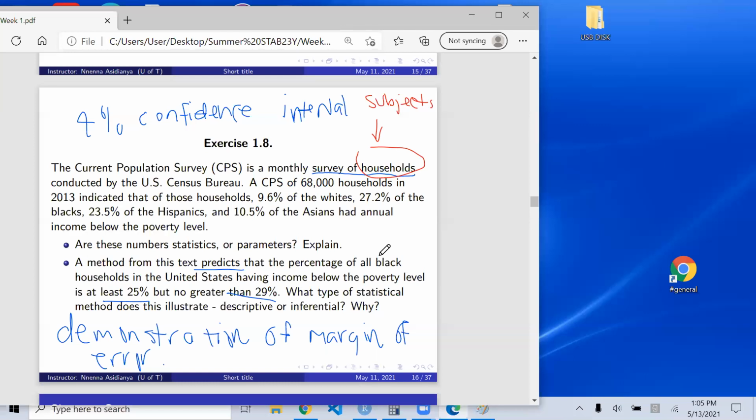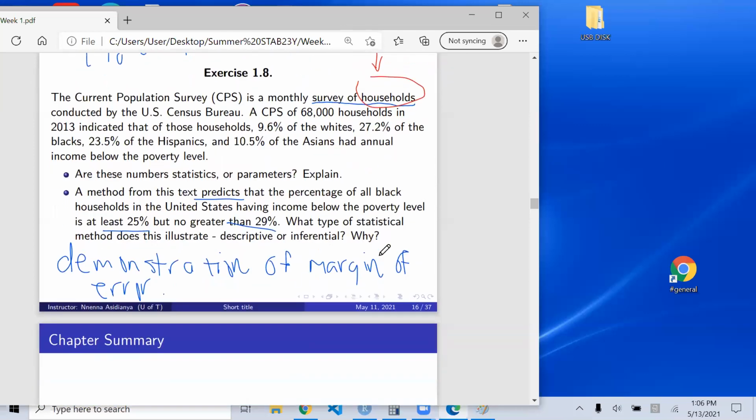But to clarify your question, Boaz, how do you say your name? Is it Boaz or Boz? But yeah, this is not a parameter because these are numerical values of your data, right? So we only sampled 68,000 households. That's not a parameter. Cool.